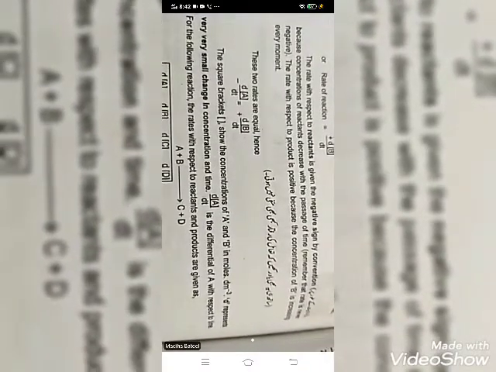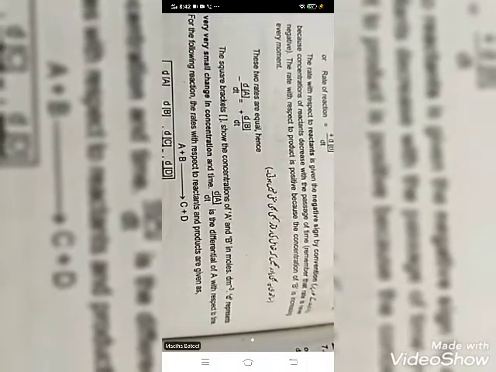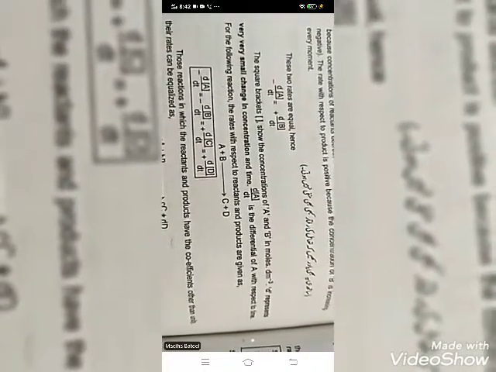Then the rate with respect to the product is positive because the concentration of B is increasing. If these two rates are equal, meaning consumption of the reactant equals production of the product, then the reaction is at equilibrium. Square brackets show the concentration of A and B in mole per decimeter cube, and d represents a very small change in concentration and time, and dA divided by dt is the differential of A with respect to time.